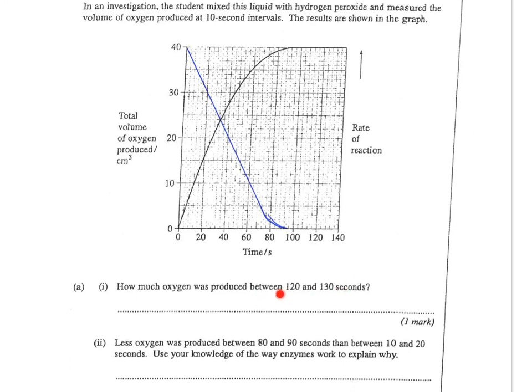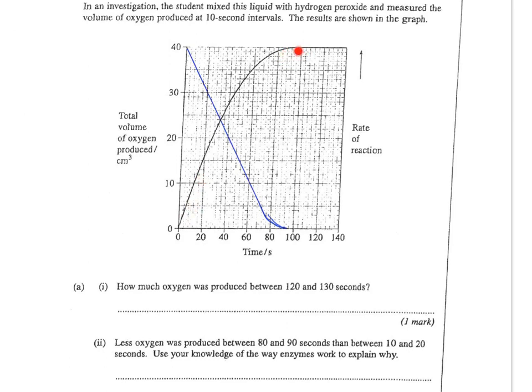For this question here, you can see the line has leveled off at that point, so there is 0. For this question here, we've got between 80 and 90, not a very steep curve at all. Between 10 and 20, we've got a steep curve. So the rate of reaction is much faster here than it is here.